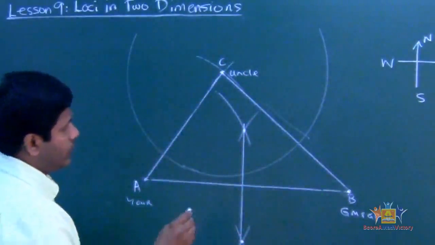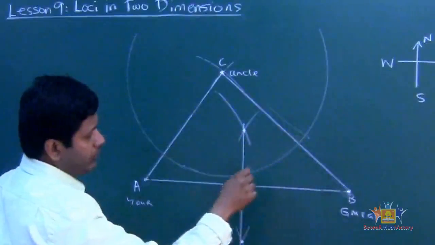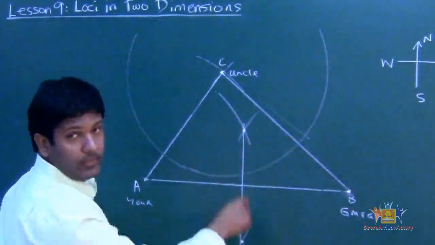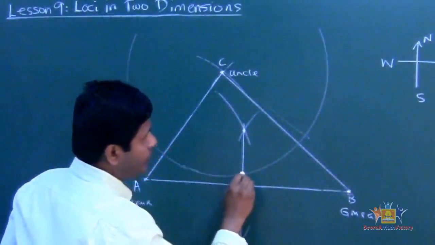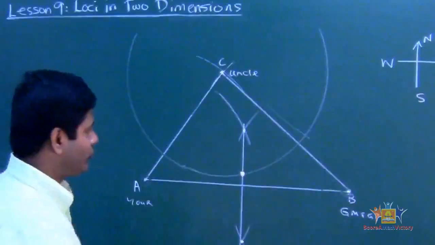Now look at this. The place where the circle intercepts this perpendicular line, it's right there. That's the location of the school. Your school's going to be right there.